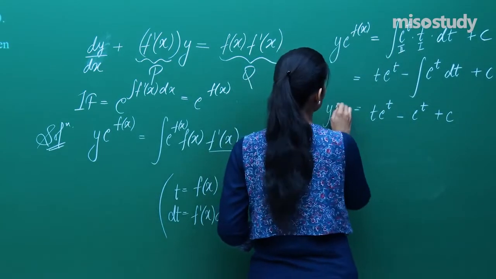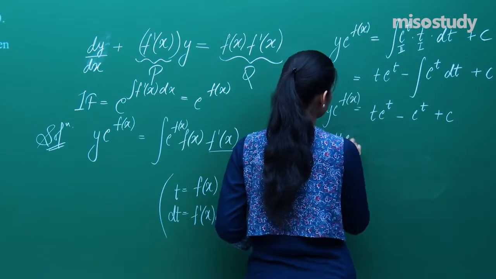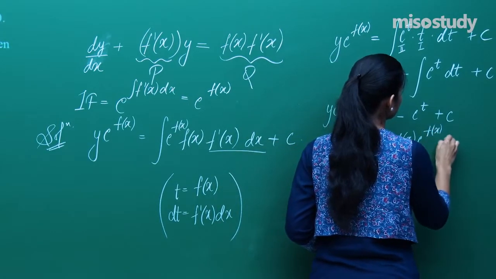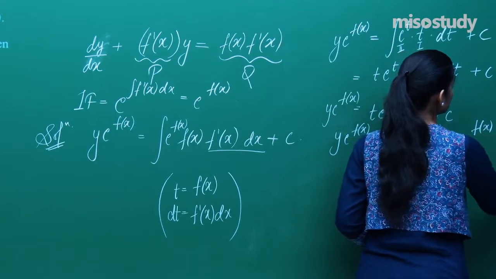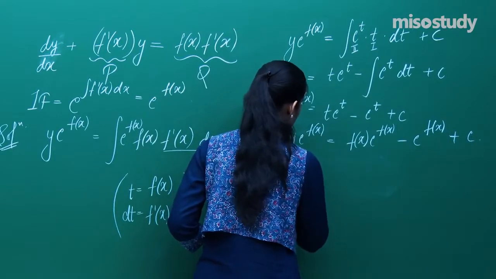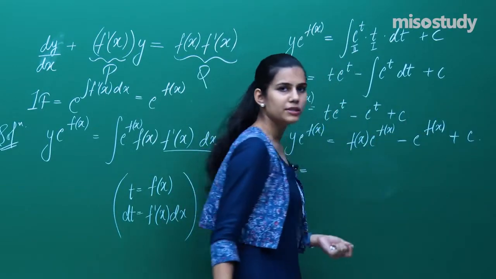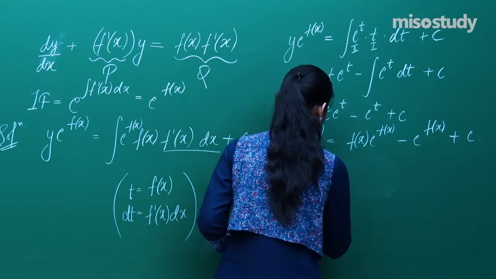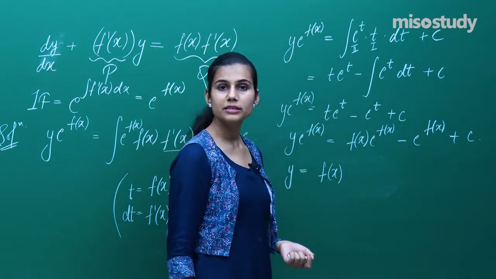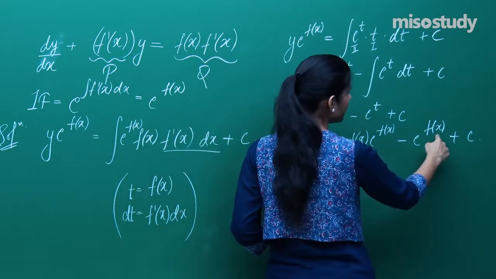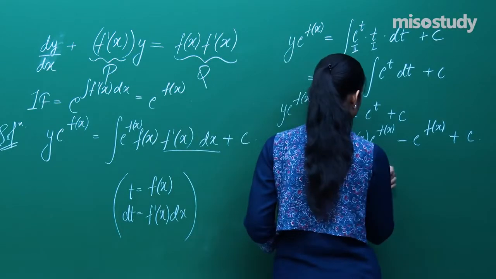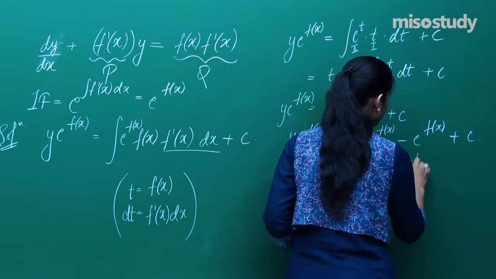And here you have y e to the power fx. Resolve this, you get t is fx: fx e to the power fx minus e to the power fx plus c. Now you can write this as e to the power fx going to that side and becoming e to the power minus fx. So you get fx e to the power fx into e to the power minus fx, which is e to the power fx minus fx, which is e to the power 0, which is 1, minus e to the power fx into e to the power minus fx, which is again 1, plus c e to the power minus fx.